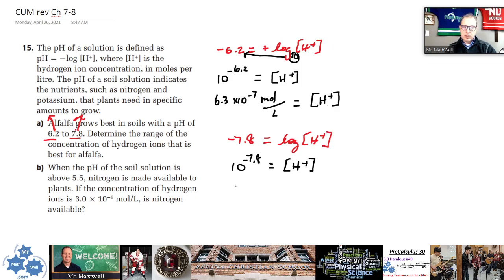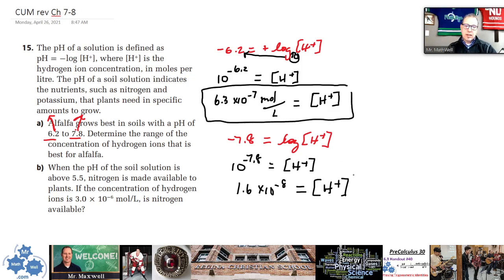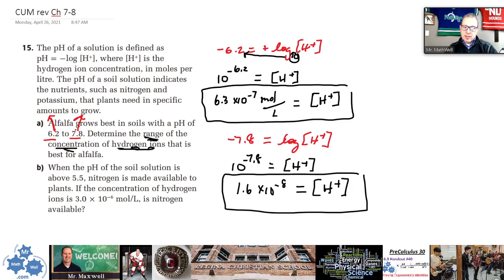So let's go: 1.6 times 10 to the negative 8 is the concentration of the hydrogen ion. Okay, so notice that this concentration here and this concentration here, these concentrations are the limits. So the range of concentrations of hydrogen ions, those are the range. And notice that this negative 8, this is smaller. That's small, and this is large in comparison.